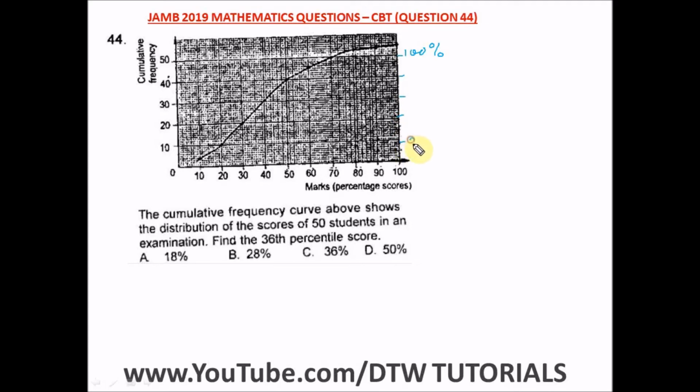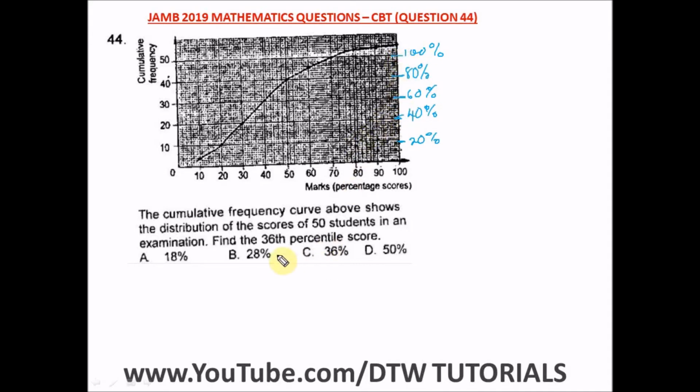So this would be 20, this would be 40, this would be 60, this would be 80. So into 20 divisions, to get up to 100%. All right, so this is 80%, this is 60%, 40%, and 20%. So this is 20, this is 40, 60, 80, and 100.